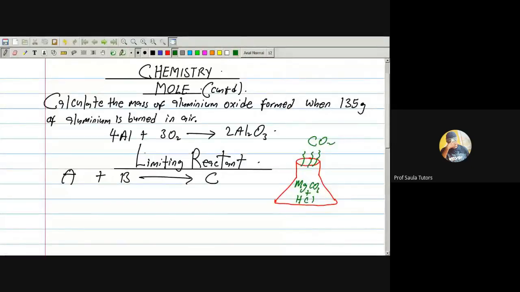Now let's go. We want to learn the concept of limiting reactants. Observe two reactants A and B going to give us C. This A and B are the reactants, C is the product.